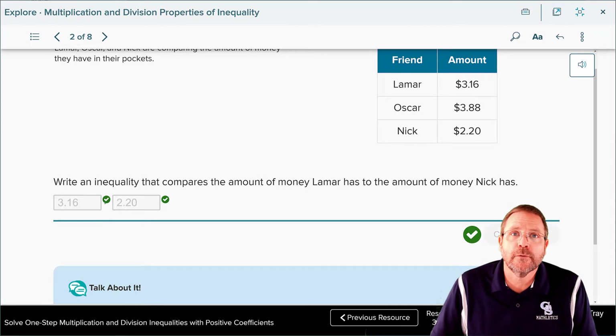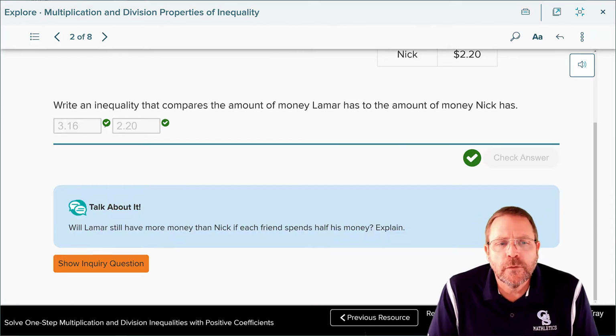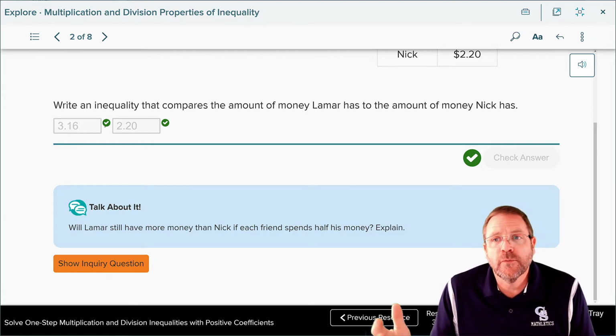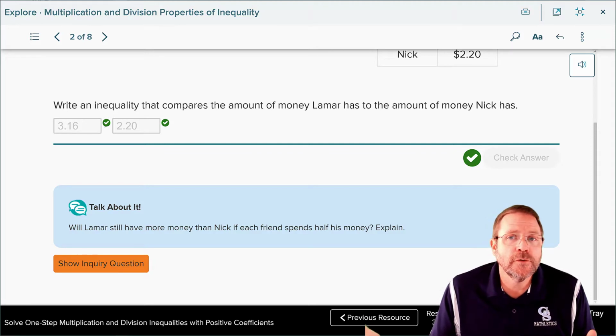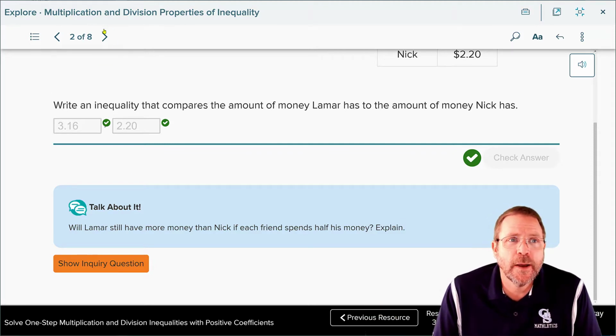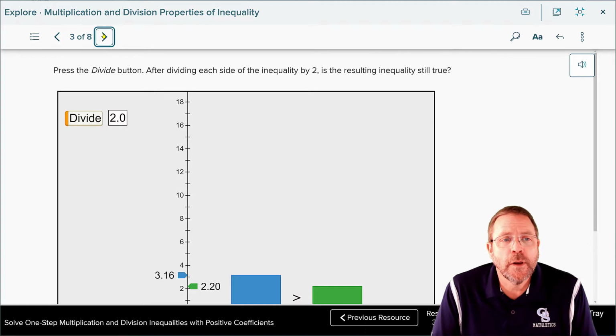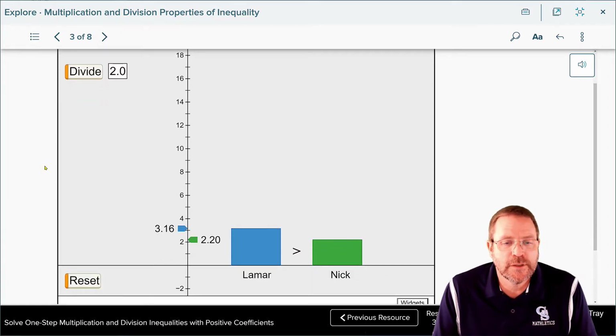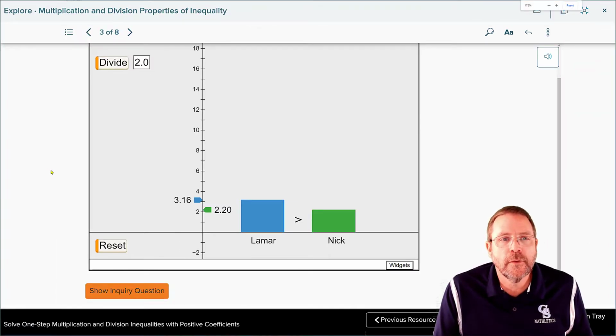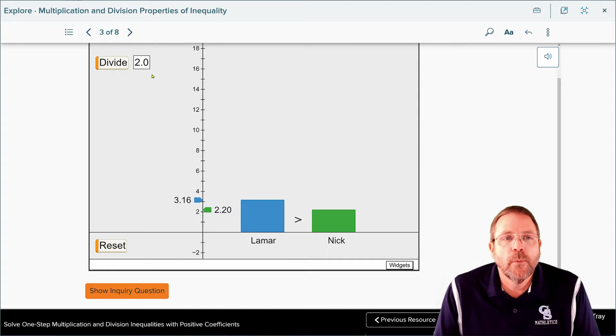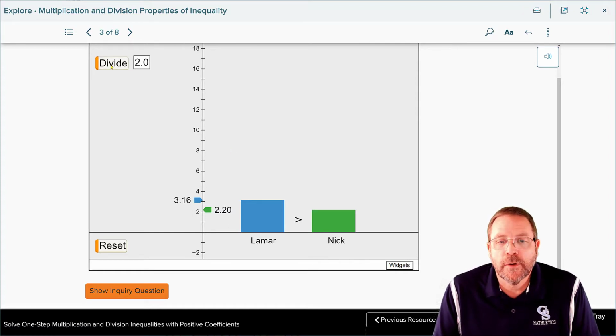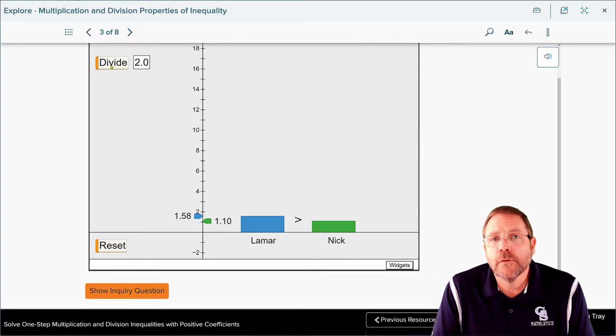Our answer checks. And that leads us to the question, will Lamar have more money than Nick if each friend spends half of his money? If you're spending half the money, you're essentially dividing the money you have by 2. So to find out, we're going to take this graph, which represents the money that Nick has and the money that Lamar has, and divide it by 2. So if we divide by 2, boom. Does Lamar still have more money than Nick?